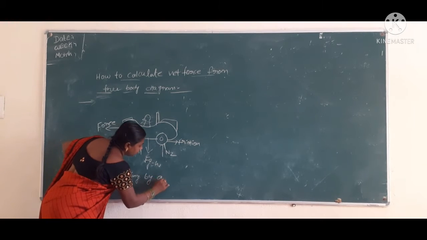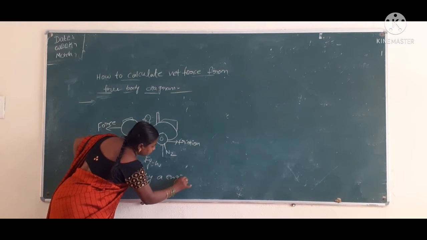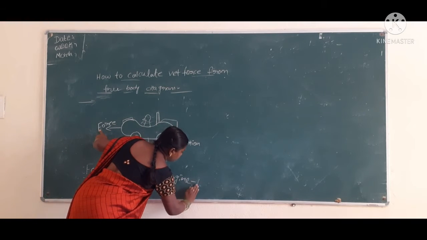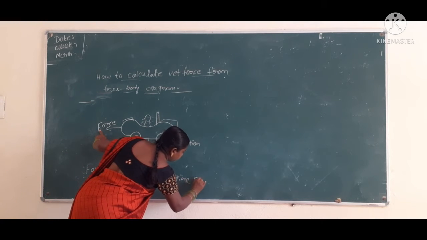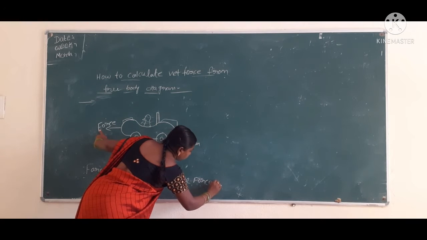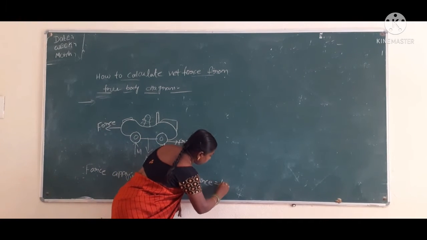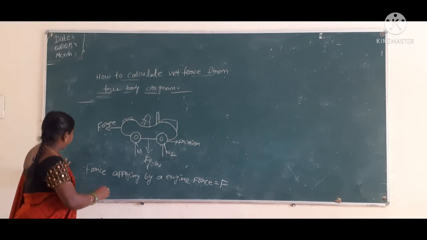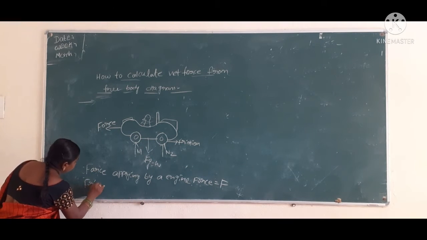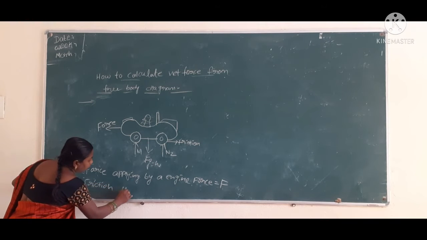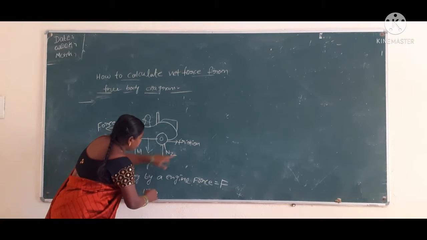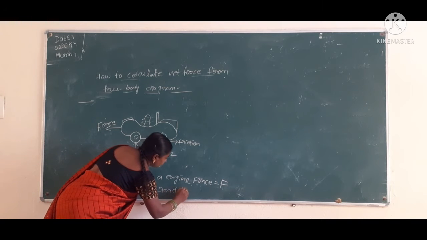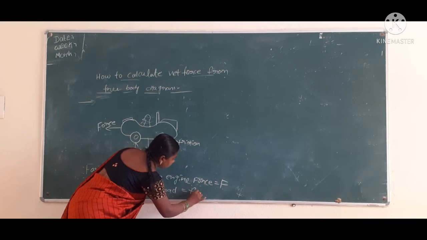The force applied by an engine is denoted by capital F. And friction, applied by the load, is small f.